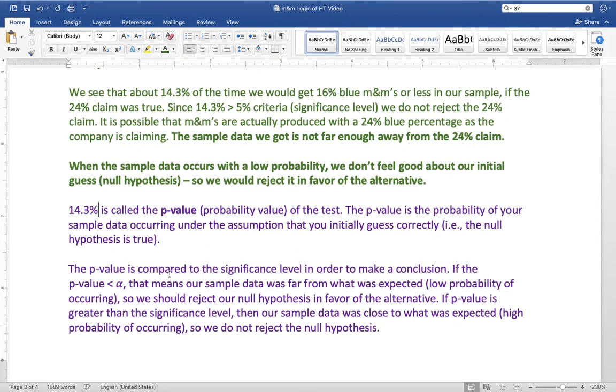P-value is compared to the significance level in order to make a conclusion. If the p-value is less than alpha, that's your significance level, that means our sample data was far from what was expected, low probability of occurring, so we should reject our null hypothesis in favor of the alternative. Remember, the null hypothesis is your initial guess. If the p-value is greater than the significance level, then our sample data was close to what was expected, high probability of occurring, so we do not reject the null hypothesis.